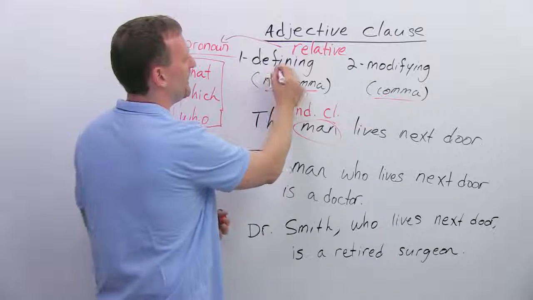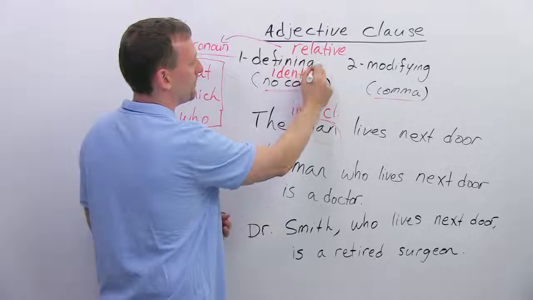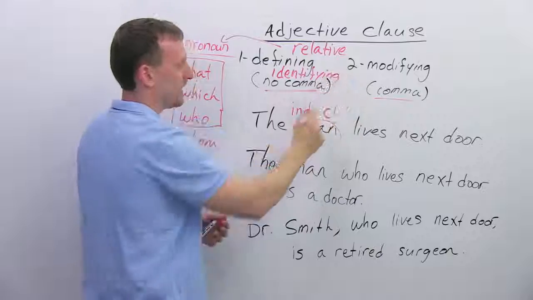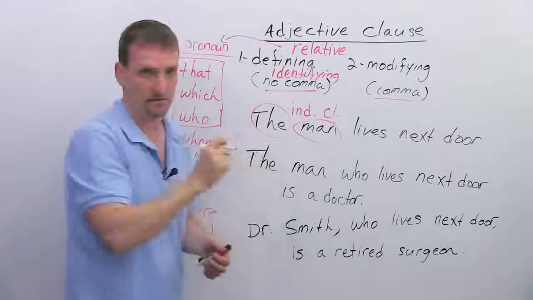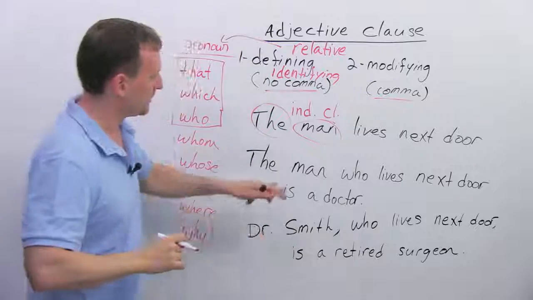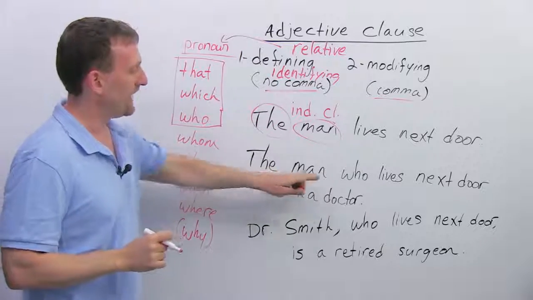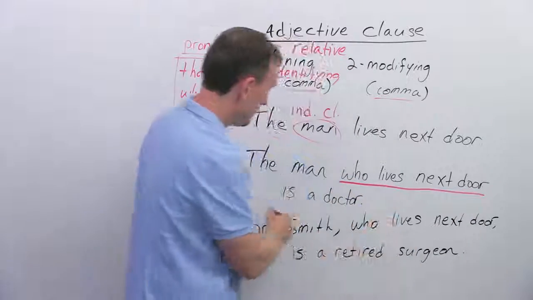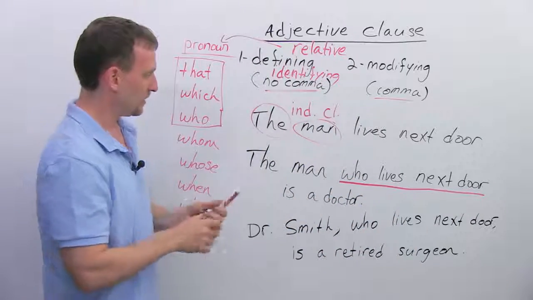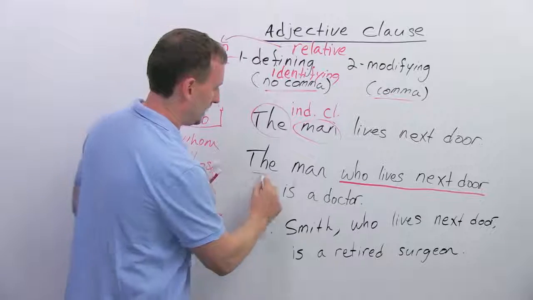So you can think of defining or identifying. I want to point specifically to one man because I'm looking at somebody specific. So here's one way we can do it. The man who lives next door is a doctor. Okay, so again, I still have my independent clause.